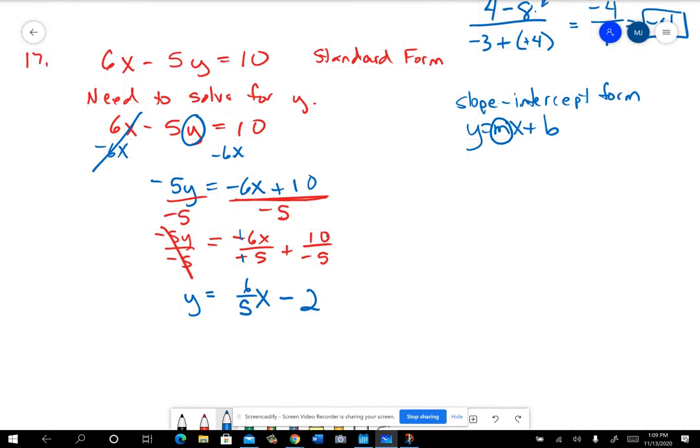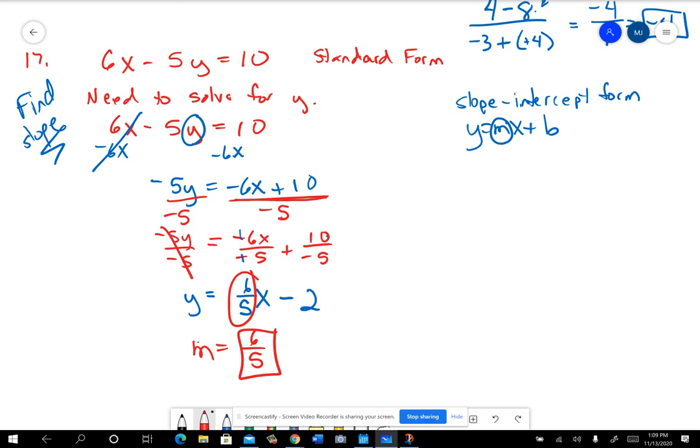But we don't really even need the minus 2, right? Because this problem was find the slope. The question on number 16 was find the slope only. And so once you do that, you can say, okay, that's my slope. M equals 6/5. This is your answer. Okay, so that's how you would get the slope if you're given an equation.